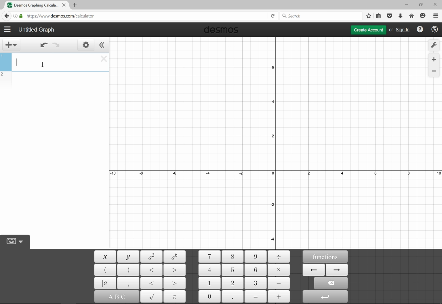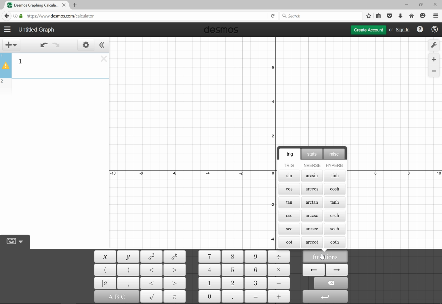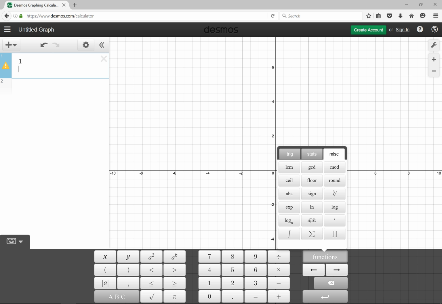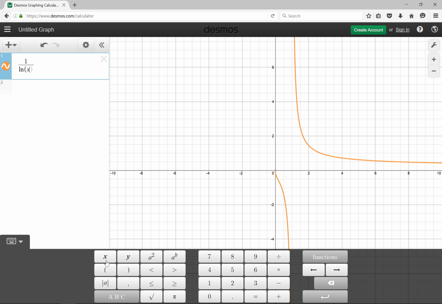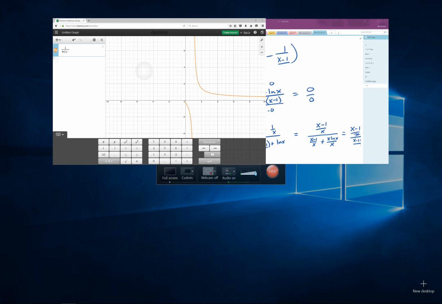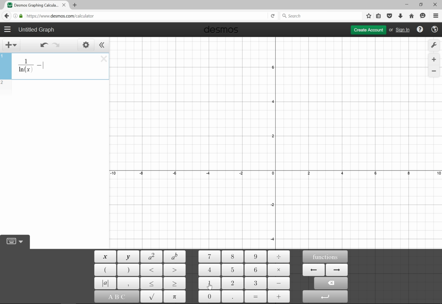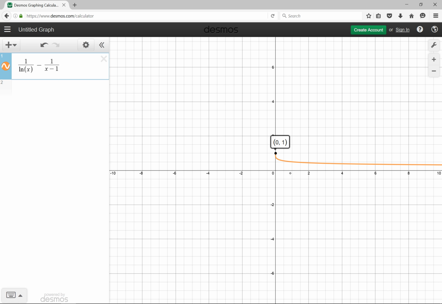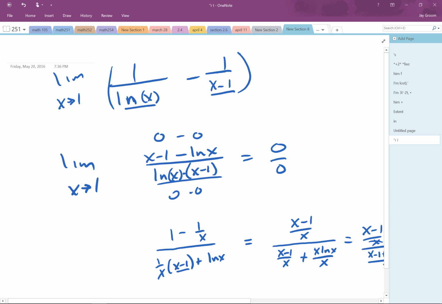So 1 over ln of x. Is that what it was? Excuse me. Minus. And as we approach 1, sure looks like it ought to be what? It looks like it ought to be 1/2, right? And that's our answer. So that's pretty cool to see.